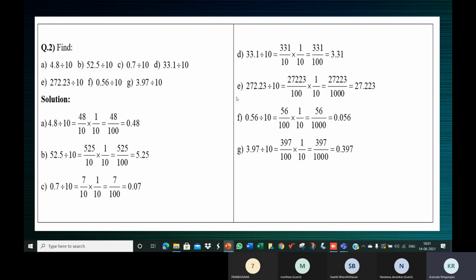Similarly, see here, in E, 272.23 divided by 10. You're dividing by 10, so the number should become smaller. So 272.23 will become 27.223. It becomes smaller, so shift it to the left.